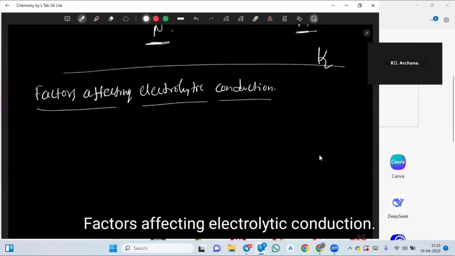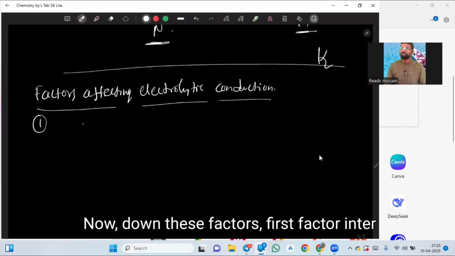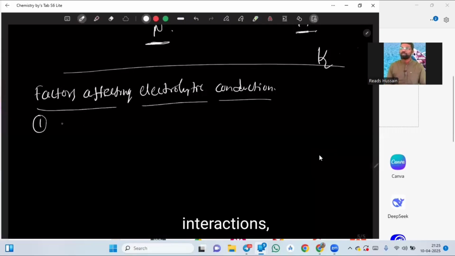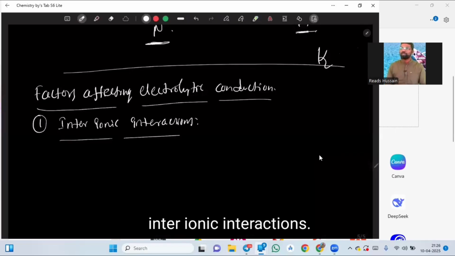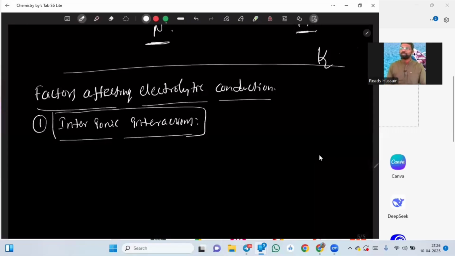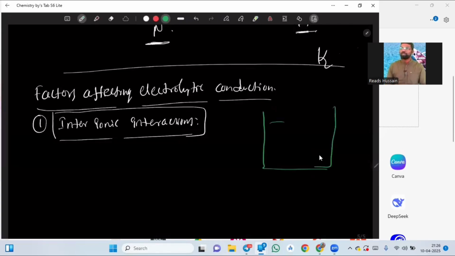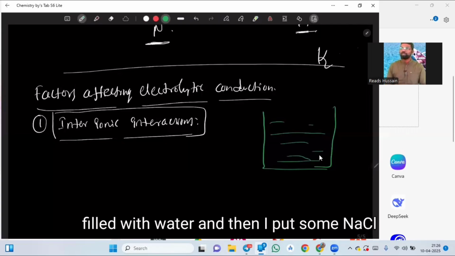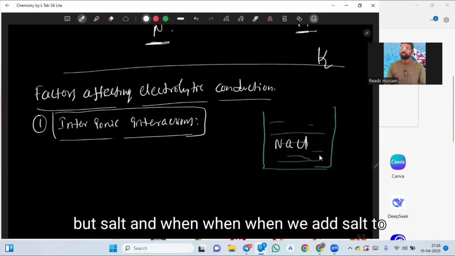Factors affecting electrolytic conduction. First factor, inter-ionic interactions. You have to understand what inter-ionic interactions are. To make you understand, I'll take a small example. Let it be a beaker filled with water, and I have put some NaCl, sodium chloride, salt.